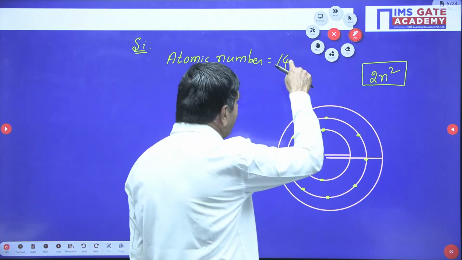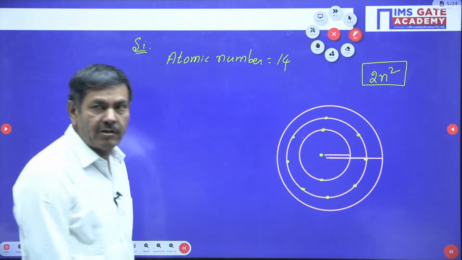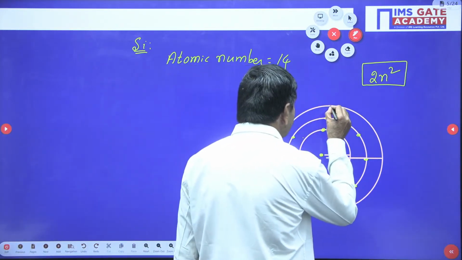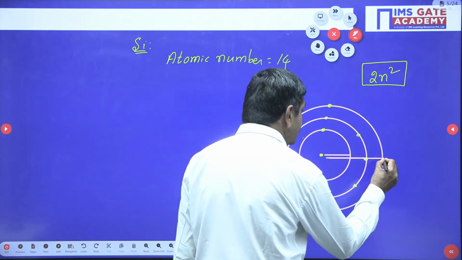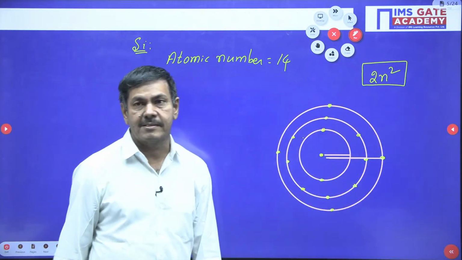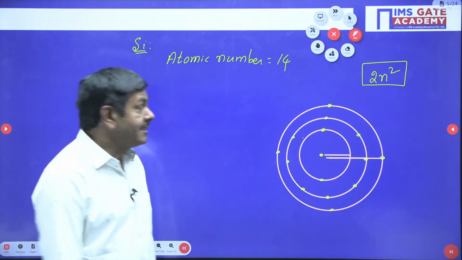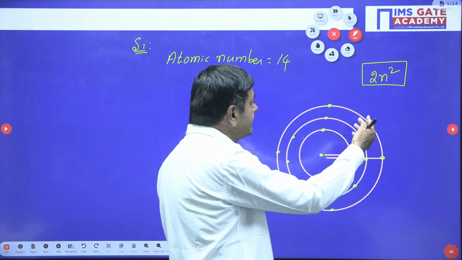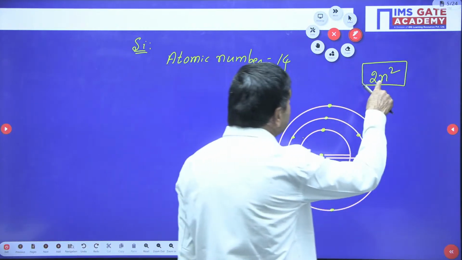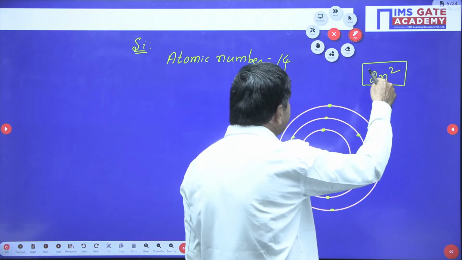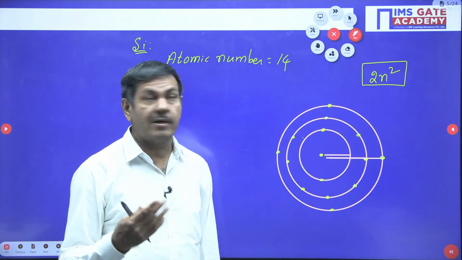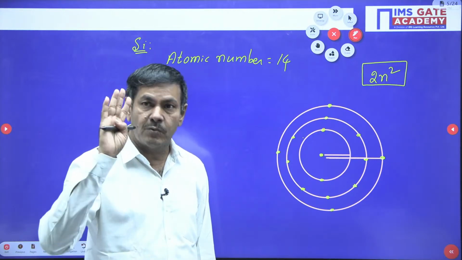Out of 14 electrons, 10 electrons occupy the first and second orbits, and the remaining 4 electrons are in the third orbit. 1, 2, 3, 4. These 4 electrons are the valence electrons. They create a lot of variation in the properties of the material. Now n equals 3 means 3 squared is 9, 9 into 2, 18 electrons it can accommodate. But the atomic number of silicon is only 14, so the third orbit accommodates only 4 electrons.